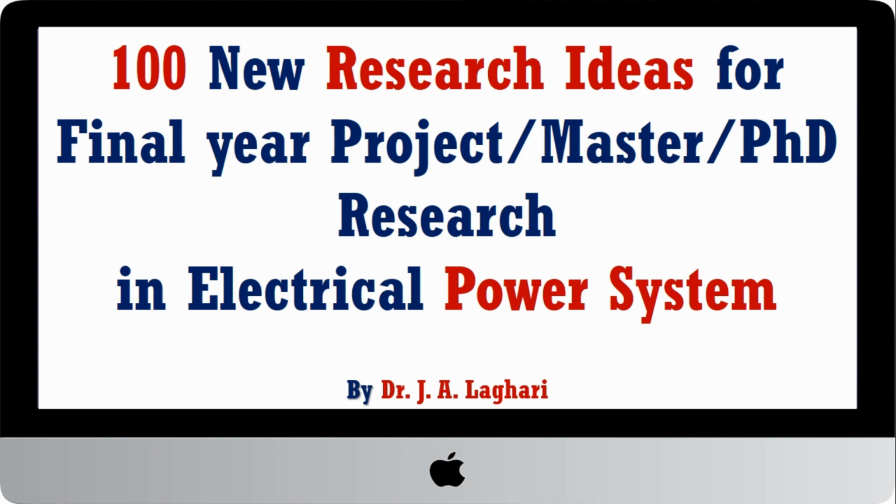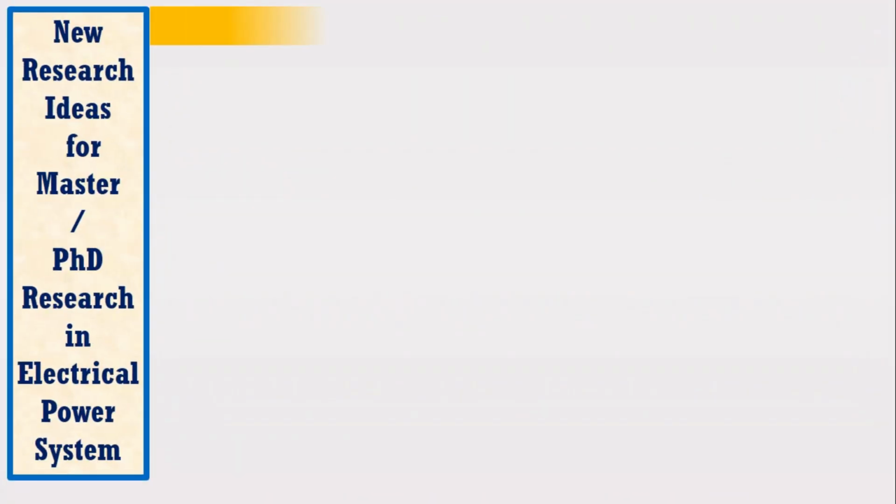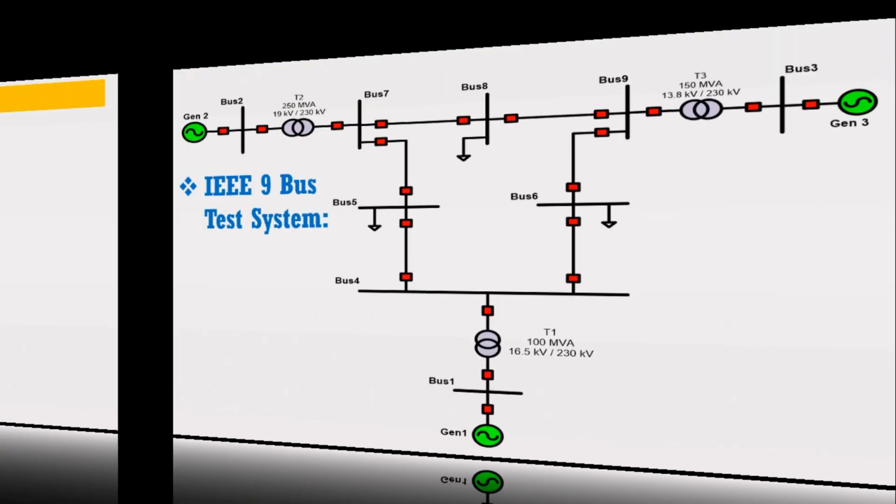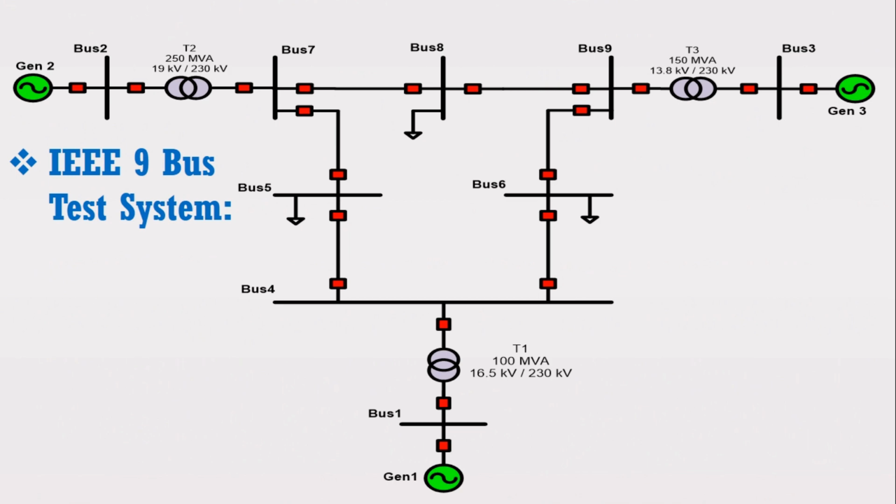Friends, just think of any power system. Suppose for your convenience I am considering the IEEE 9-bus test system. From the figure it can be observed that there are 3 generators which are supplying the power to the whole network. Now the question may arise: how much power should each generator supply to meet the total load demand?